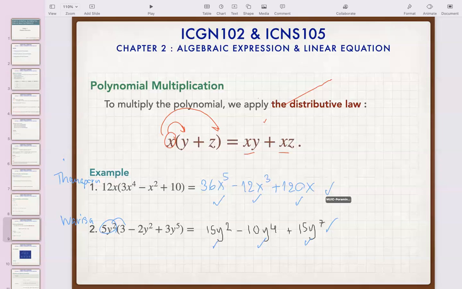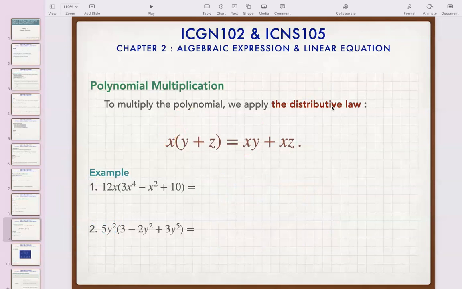That's correct. So this is how we distribute the term in front of the parentheses to each term inside. Now let's move on to the next slide. Before I move on, do you have any questions about this example? All right, if you don't have any questions, let's move on to the next slide, which is about the way to multiply different terms together.